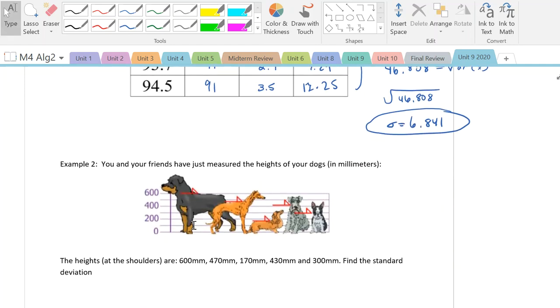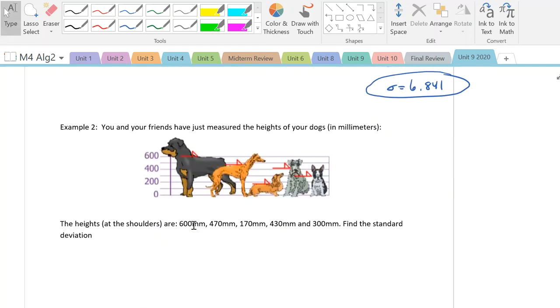So you and your friends have just measured the heights of your dogs because you're in quarantine, and what else is there to do? In millimeters, because we're going to be really precise with this. The heights at the shoulders are 600 millimeters, 470 millimeters, 170 millimeters, 430 millimeters, and 300 millimeters. Find the standard deviation. Pause the video and try this one on your own.